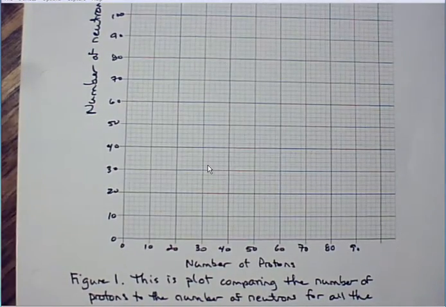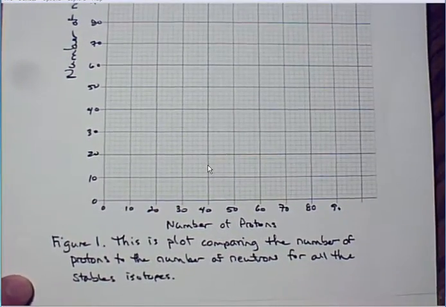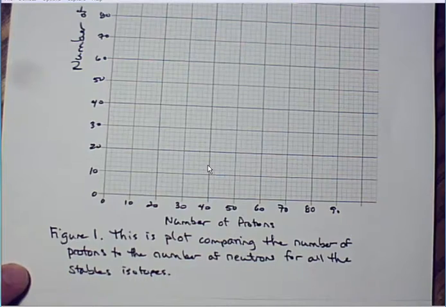So we said you have to have what's in the graph and why it's important. What's in the graph is protons compared against neutrons, and why it's important is for the stable isotopes. We have to put this on. You always have to have figure labels for every graph.